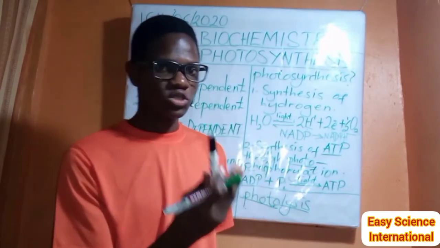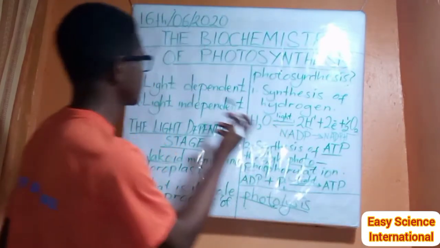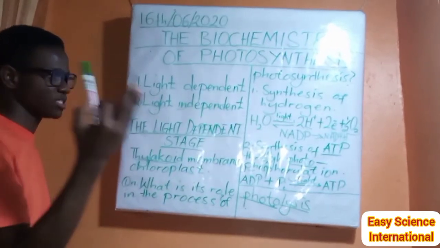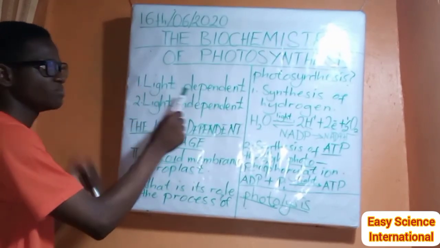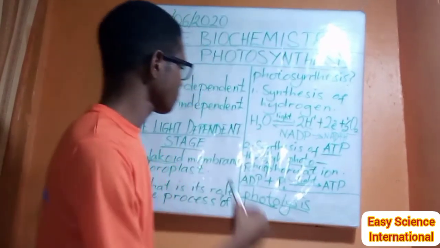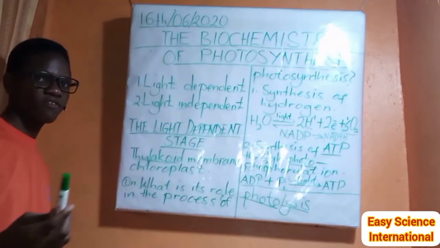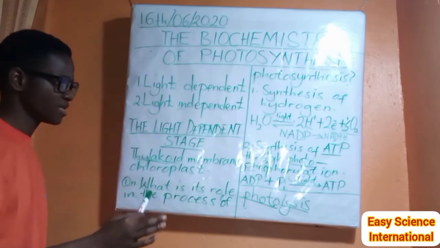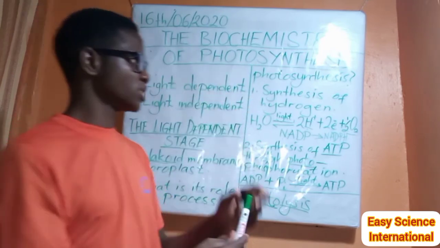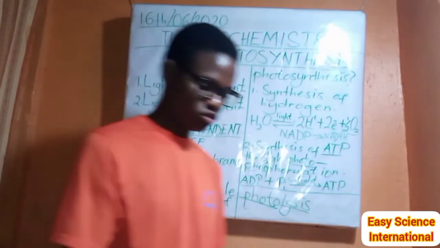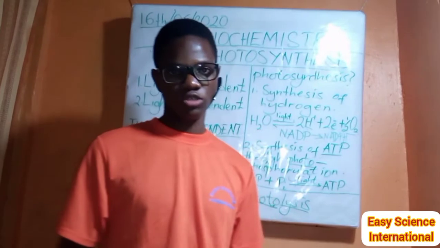That is what we've looked at today. We've looked at the stages under which photosynthesis occurs, which are 2. We have the light dependent stage and the light independent stage. We've gone ahead to dissect the light dependent stage, where we've seen that it occurs on the thylakoid membranes of the chloroplast, and the 2 roles it plays in the process of photosynthesis are synthesis of hydrogen and synthesis of ATP through a process called photophosphorylation.